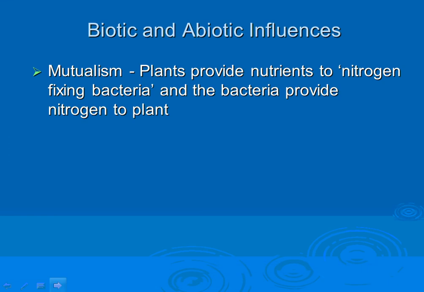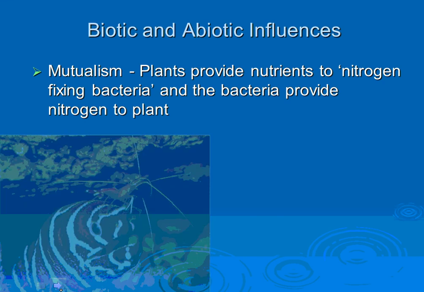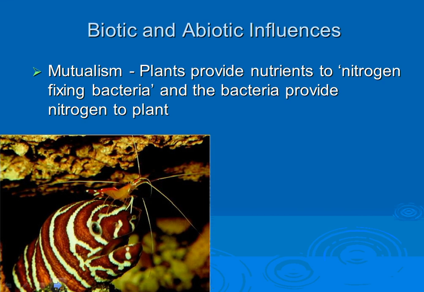A lot of times there are times when plants and animals or animals and animals will actually work together, and we call this mutualism. And this is where plants provide nutrients for a certain bacteria, and the bacteria provide nitrogen to the plant. So one is able to provide something for the other one, and vice versa. And there's all kinds of mutualistic relationships.